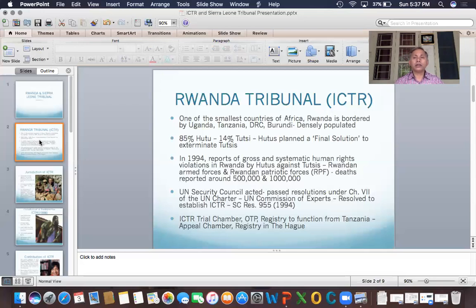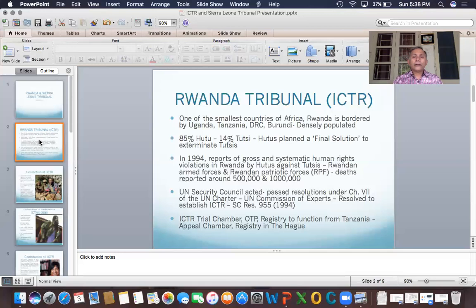In your examination, if you write the Security Council resolution number by which this International Criminal Tribunal for Rwanda was established, you will get full marks. If you do not know, it's fine, but if you know, then you must write it correctly. So Security Council Resolution 955 established the International Criminal Tribunal for Rwanda.